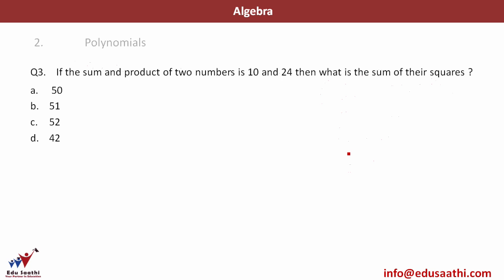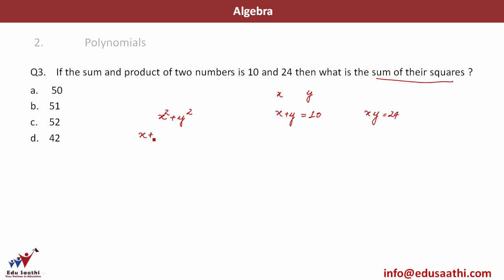If the sum and the product of two numbers, let me take the two numbers as x and y. Now what is given is the sum of two numbers is 10 and the product of the two numbers x and y is 24. You have to find the sum of their squares. So that means the question is asking you to find x square plus y square. There are 2 or 3 ways that you can do the question. Let's first apply the formula.